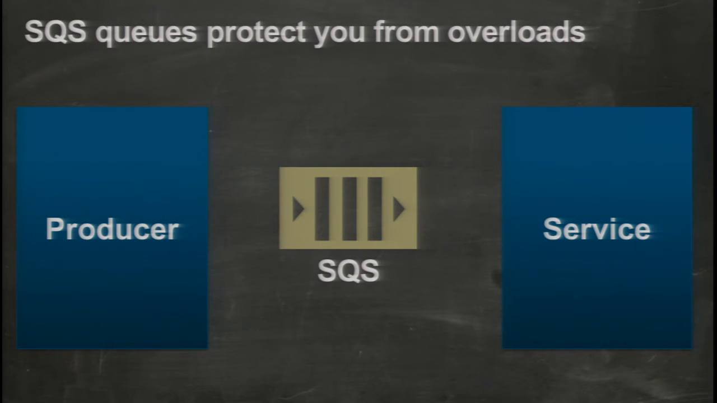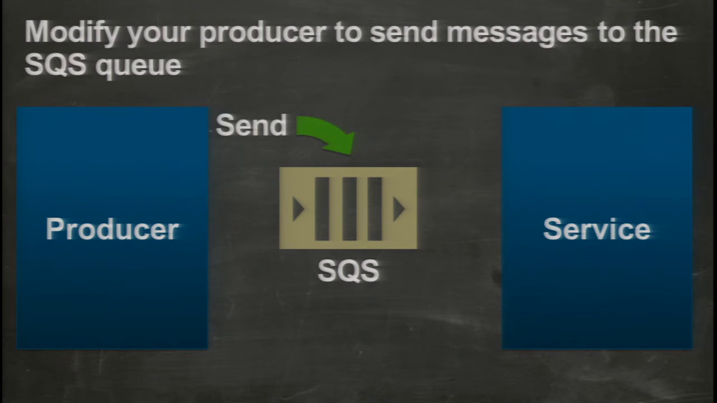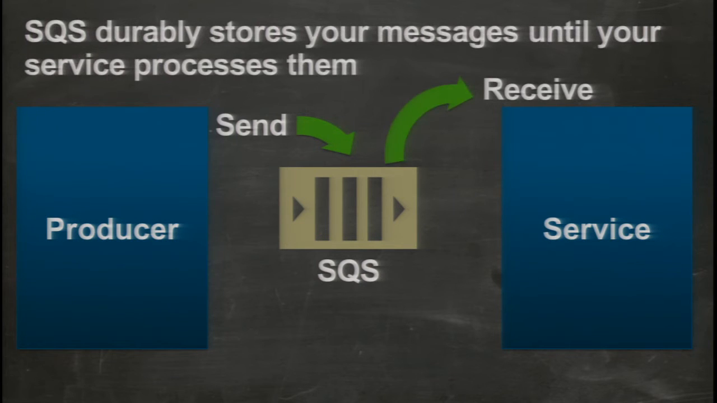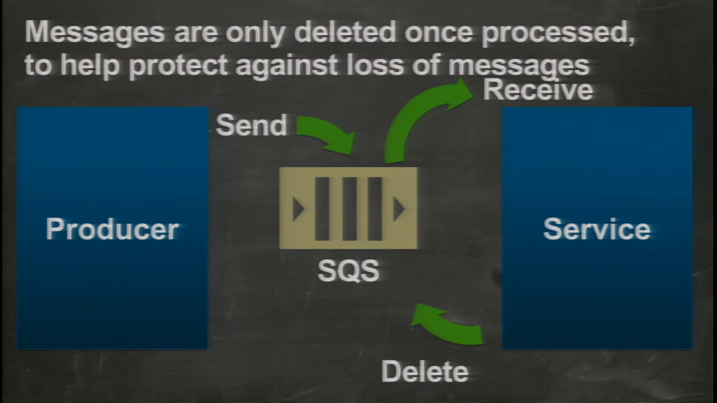Rather than sending messages directly from the producer to the service that's going to work on it, instead, you can send those messages to the queue. And the queue can accept them at any rate and at any size. And when the service is ready to consume them, it can request the next message or the next group of messages and go to work. And the queue is going to hold on to that message until it's confirmed that the message has been processed by an explicit request to delete the message.